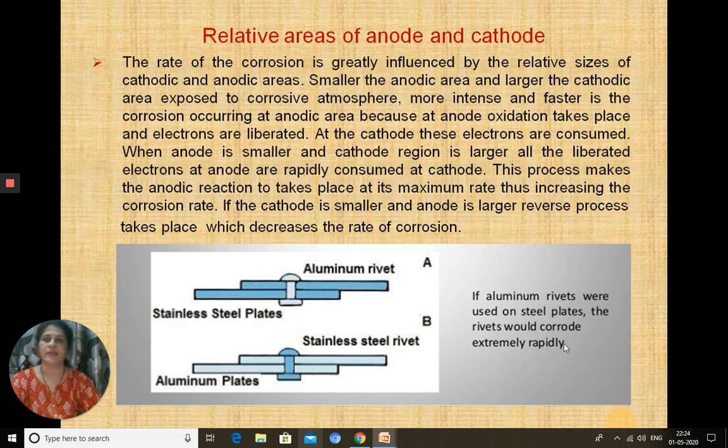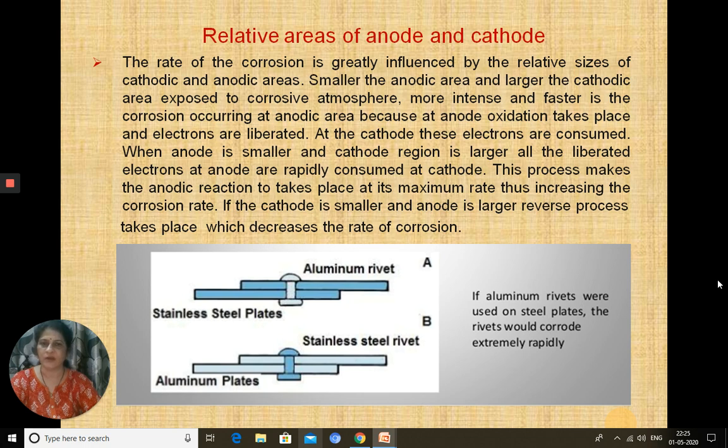The next point is relative areas of anode and cathode. The rate of corrosion is greatly influenced by the relative sizes of cathodic and anodic areas. The smaller the anodic area and the larger the cathodic area exposed to the corrosive environment, the more intense and faster is the corrosion occurring at the anodic area, because at the anode oxidation takes place and electrons are liberated. At the cathode, these electrons are consumed.